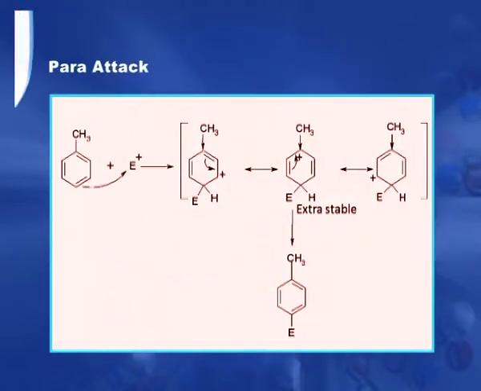Now, if we see the para attack of an electrophile, again in this structure we get the positive charge on that carbon which is directly linked to the methyl group. So, again this positive charge is more stabilized here. So, this is a more extra stable structure. So, contribution towards resonance is more.